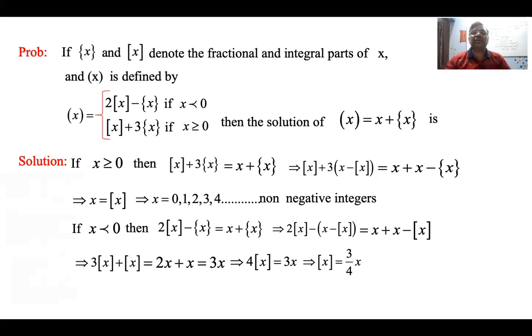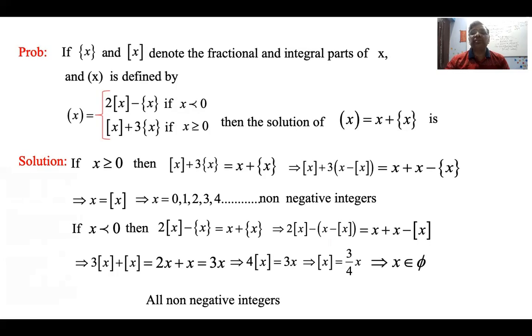Satisfying that condition among the negative numbers, a single x is also not there. Therefore, there is no single x in the negative side. Therefore, the overall solutions are the complete non-negative integers. That is all non-negative integers, right? Now let us see the next problem.